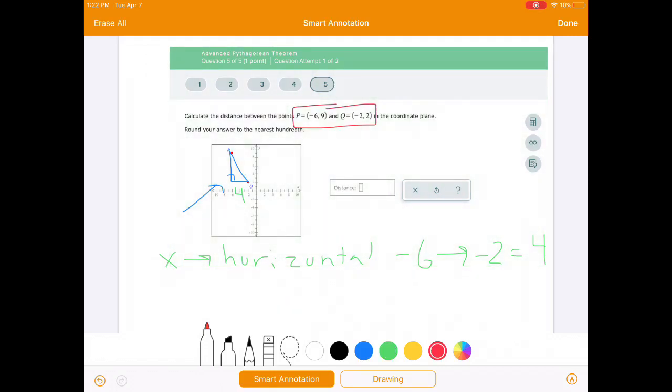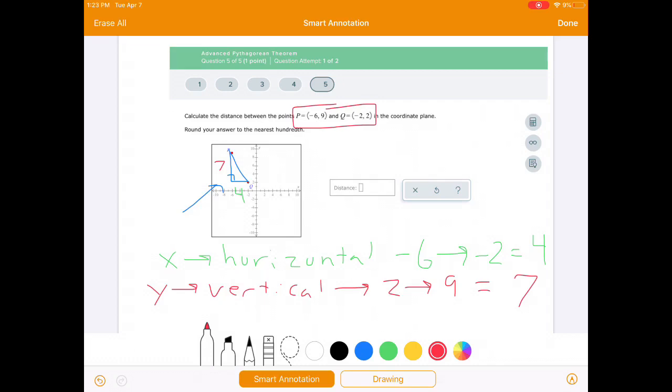If we're going vertically, we're looking at the y-coordinates. And our y-coordinates are 2 and 9. So how far is it to go from 2 to 9? That also is 7 units here. You can do 9 minus 2 to figure that out, but the other leg is 7. So we've identified this as a Pythagorean theorem problem because we're able to form a right triangle. It's once again missing the hypotenuse.